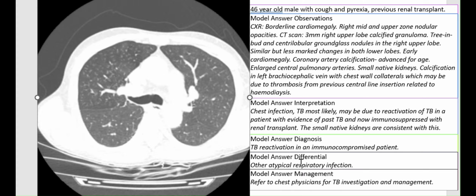The differential diagnosis: other atypical respiratory infections, other chest infections, okay? The management here: this patient needs to be referred to the chest clinic for TB investigations and management. So refer this patient to the chest clinic for more investigations for TB infection.